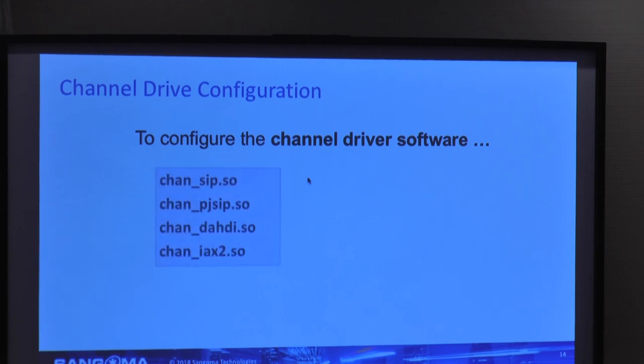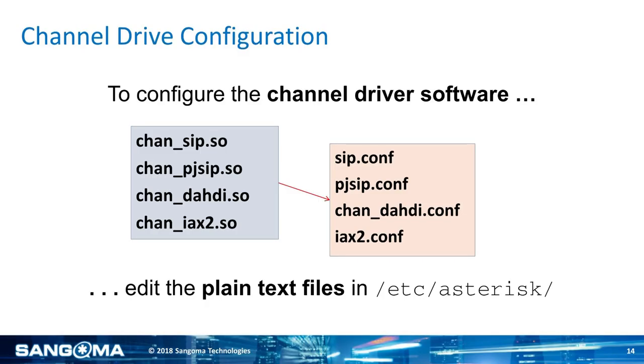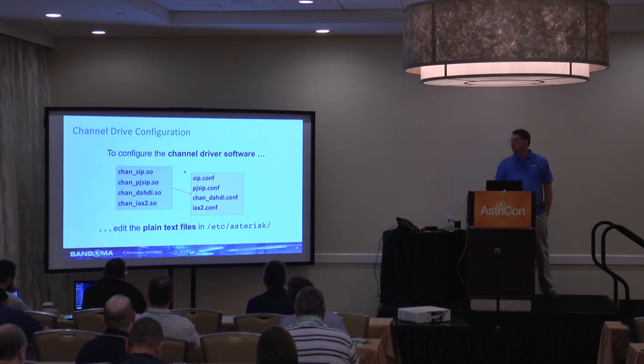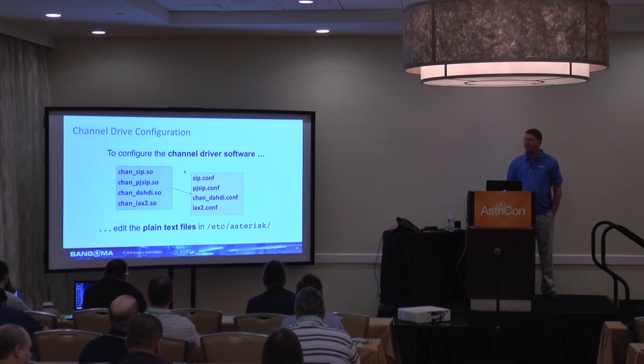To configure a channel driver, each of the different channel drivers has configuration files of its own. Note here that for most of them, chan_sip has a sip.conf, chan_pjsip has a pjsip.conf. The anomaly here in the naming scheme is that chan_dahdi has a chan_dahdi.conf. My guess is that's because that was the first channel driver that was built. It wasn't DAHDI at the time, it was Zaptel, but that got renamed to DAHDI, and I think they just changed the naming standard after that. All of these configuration files are normally stored in /etc/asterisk. You can change that, but really no reason to.